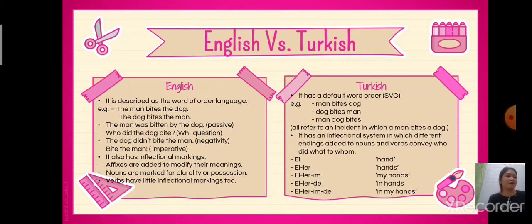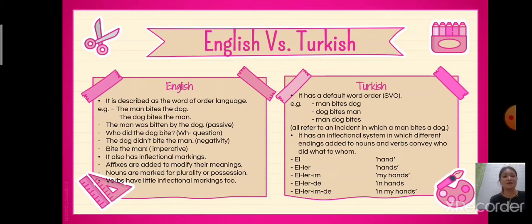What's this? The human being is the one who bites the dog, but that's what they mean, even though the words in the sentence are disarranged. It also has an inflectional system in which different endings added to nouns and verbs convey who did what to whom. For example, when we say hand, in Turkish it is el. When we say hands, it is eller. When we say my hands, ellerim.